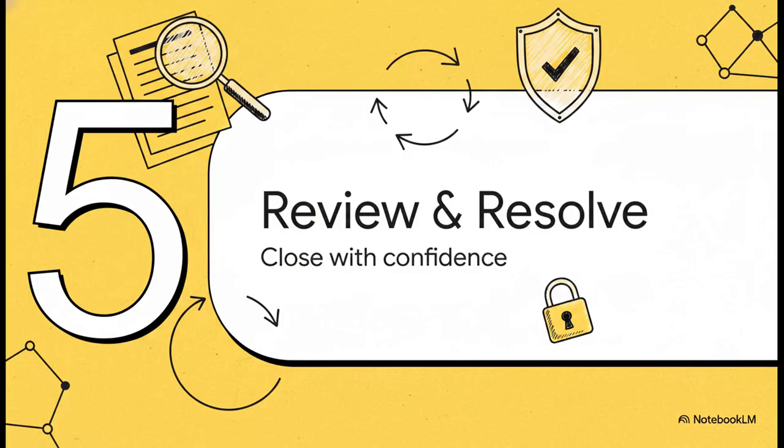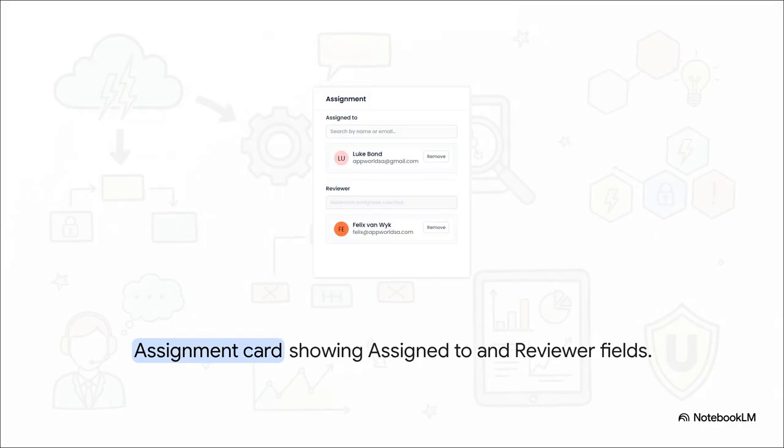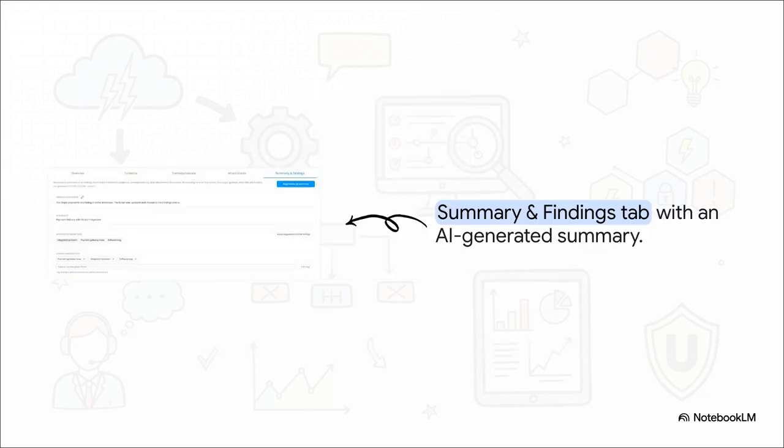And finally, part 5, review, summarize, and resolve. This is how we close investigations with total confidence. Accountability really starts with the assignment card. Notice how it strictly separates the assigned to field from the reviewer field. This is totally intentional. Cloudlog separates the person doing the daily, messy investigation from the person required to formally sign off on it. This creates built-in accountability and ensures a fresh set of eyes validates the findings before anything is marked as done.